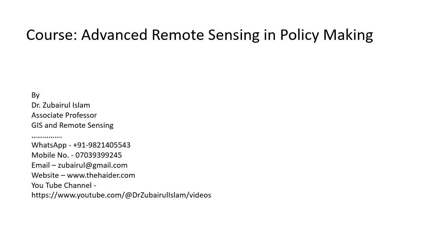The title is Advanced Remote Sensing. Advanced Remote Sensing in Policy Making. So, this course is divided into five chapters.